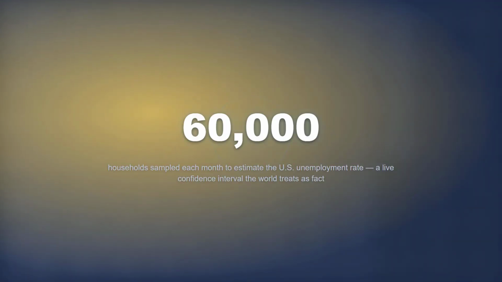The U.S. unemployment rate. Every month, the Bureau of Labor Statistics reports it to 2 decimal places. The number moves markets, changes Fed policy, shapes billions in investment decisions. And here is what almost nobody knows. That number is not the actual unemployment rate. It is a point estimate from a sample of 60,000 households with a confidence interval of plus or minus 0.2%.